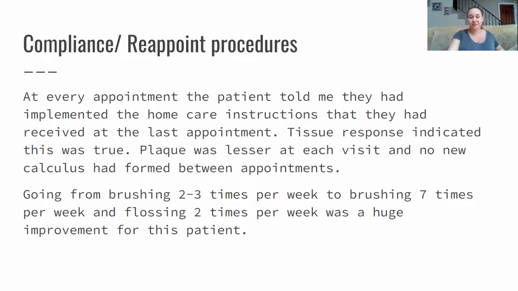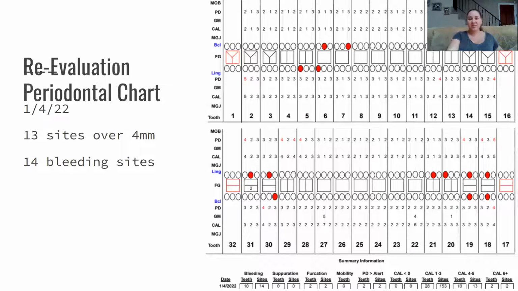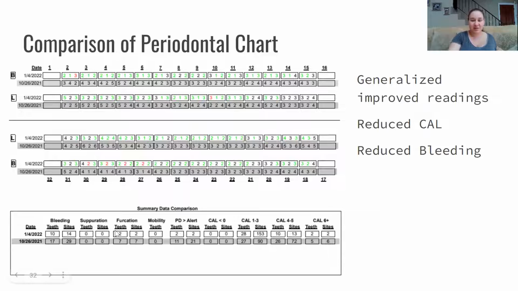So this is my reevaluation chart for their perio score, which I've got a comparison slide coming up soon. But as you can see, in general, there's a lot less bleeding and a lot less pocketing. This is the comparison chart. So as you can see, every number that's green on the top is an improvement. The numbers that are red are not improvements. They're all within 1 millimeter. And I think that could definitely be operator technique.